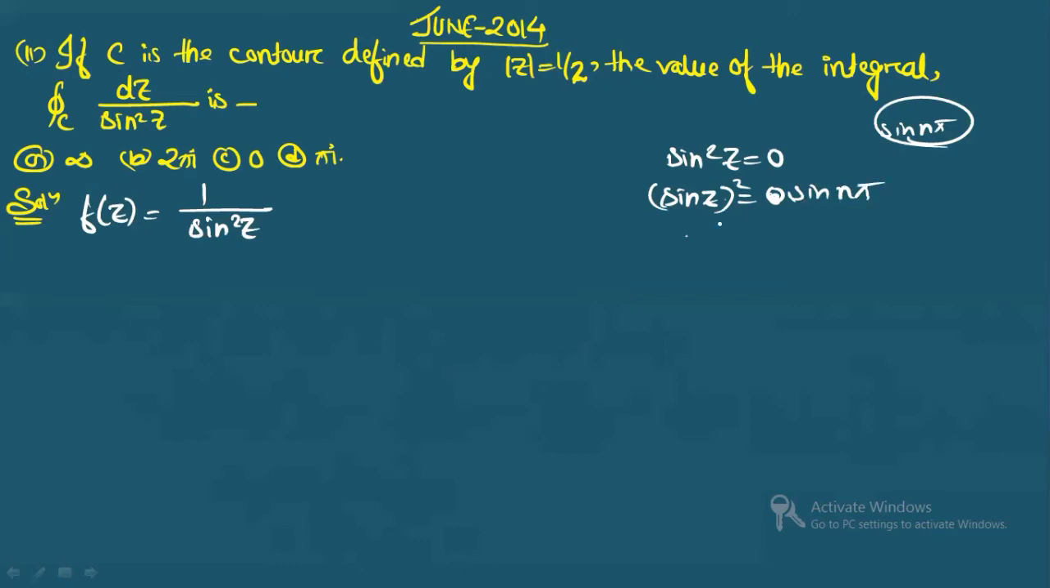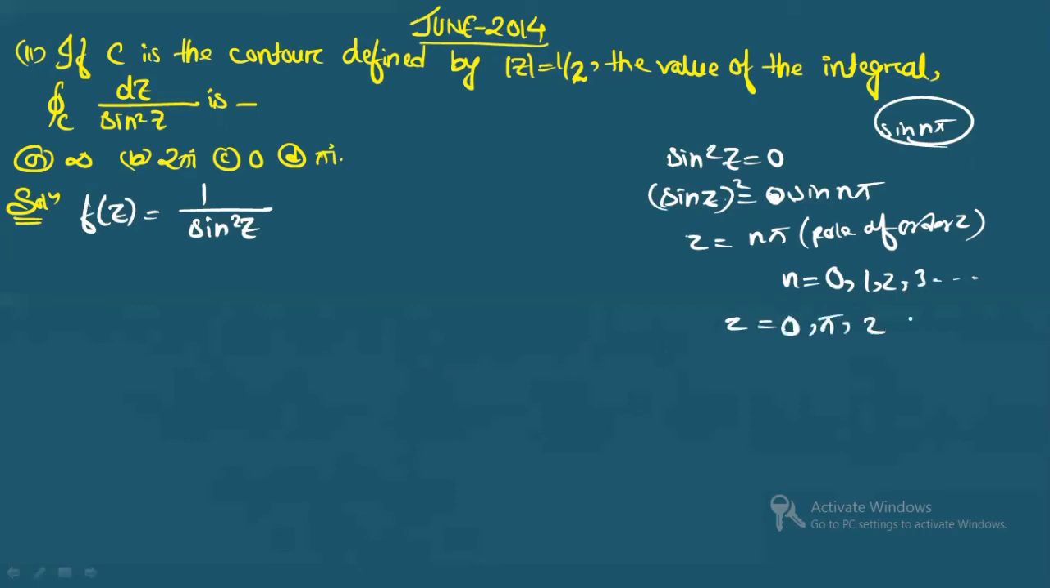Sine n pi. So from here you will get z equals n pi, right? And this is a pole of order 2. Here n equals 0, 1, 2, 3, and so on. So you will get z equals 0, pi, 2 pi, 3 pi, and so on.